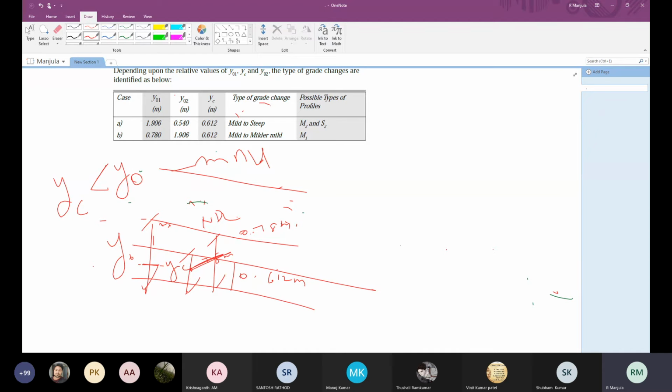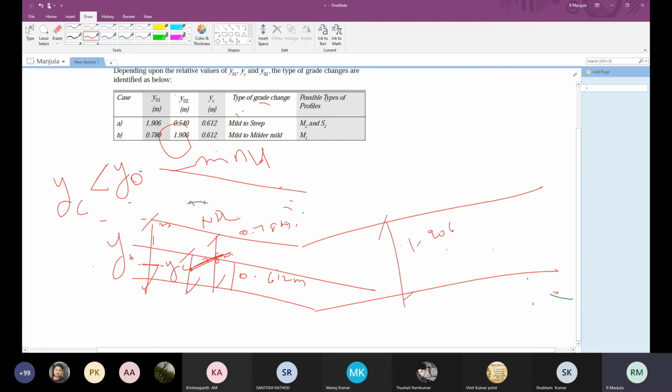But how is it changing? So the second break in grade is, there is a slope change in which the normal depth 0.78 meter is changing to 1.906 meter, your normal depth line. Okay. And what is the critical depth line? Critical depth line is the same, 0.612 meter. Okay. So normal depth line changes from 0.78 to 1.906, but this remains the same, 0.612 and 0.612.